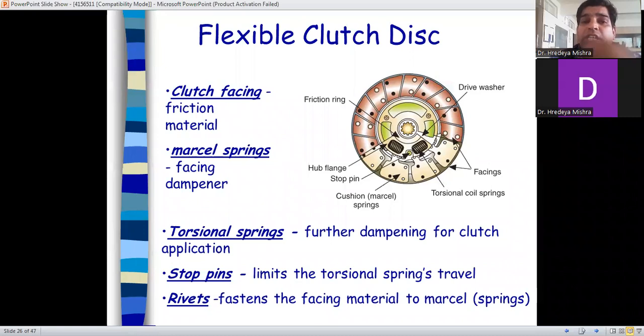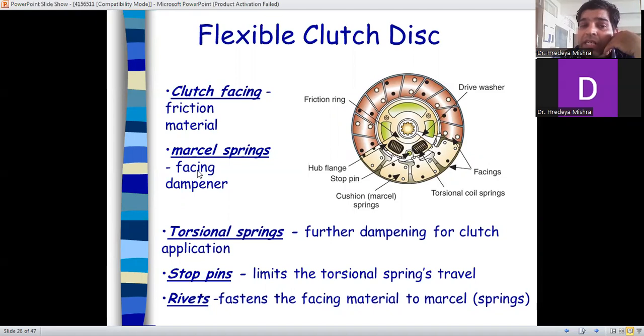Okay, so clutch facing. What is the clutch facing? This is nothing but the friction material. See, this is the frictional material which provides the friction to stop the vehicle or minimize the velocity of the vehicle.